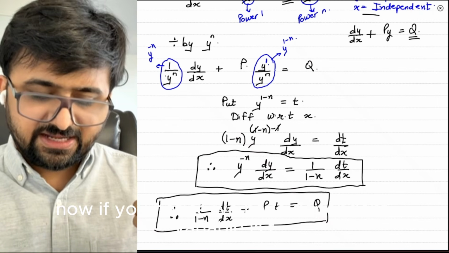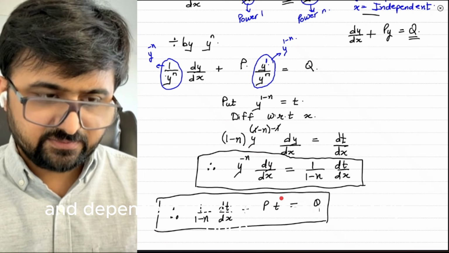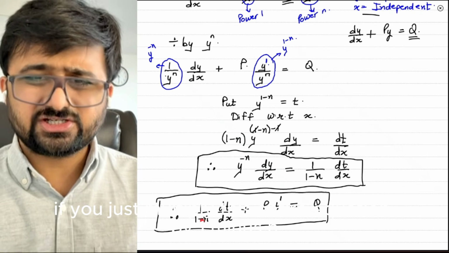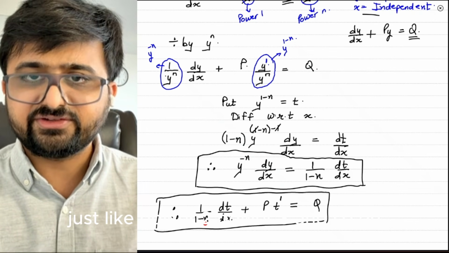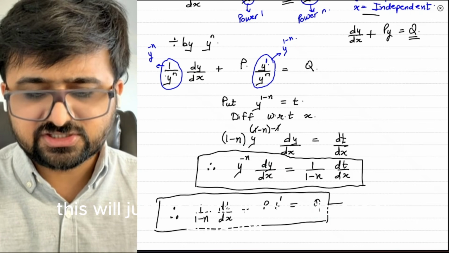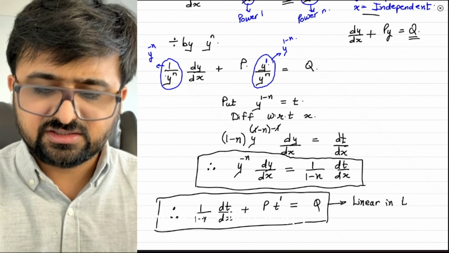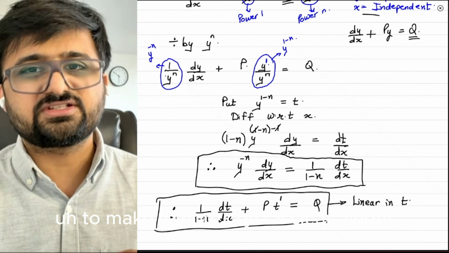Now, if you notice, we have dependent variable t and independent variable x, and the dependent variable is occurring only once with power 1. If you just multiply this entire equation by 1 minus n, n is a constant value, just like power 2, power 3, and so on, this will just become a linear differential equation, linear in t. Let's look at an example of this to make it more crystal clear.